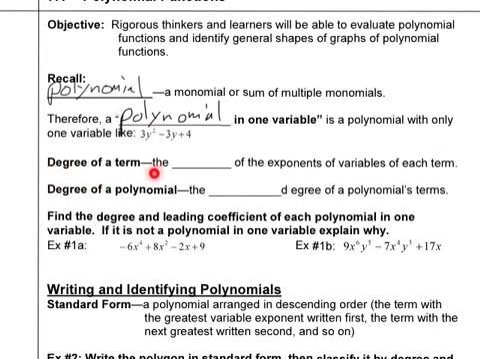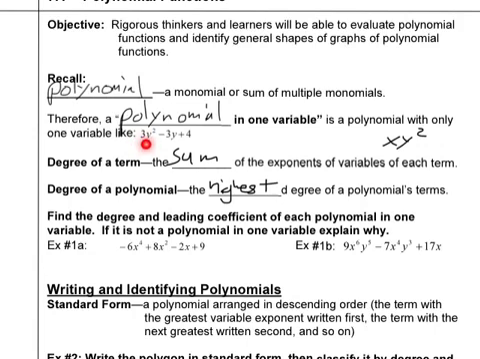And the degree of a term, this is the sum of the exponents of variables of each term. So sometimes we might get something like this, right? xy squared. Well, that's a 1 degree, that's a 2 degree, so the degree of this term is 3 because it's 1 plus 2. Degree of a polynomial, this is the highest degree of a polynomial's term. So for example, up here, the highest degree is this one, so the degree of this polynomial is 2 because that's the highest one.